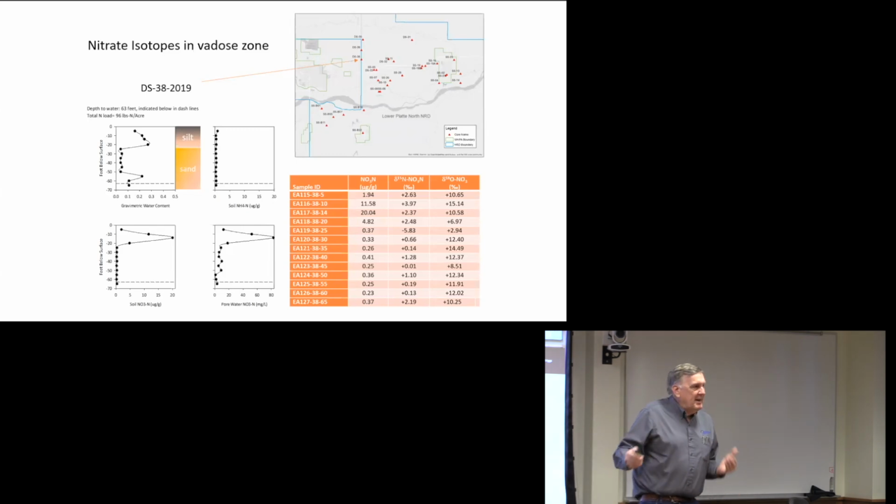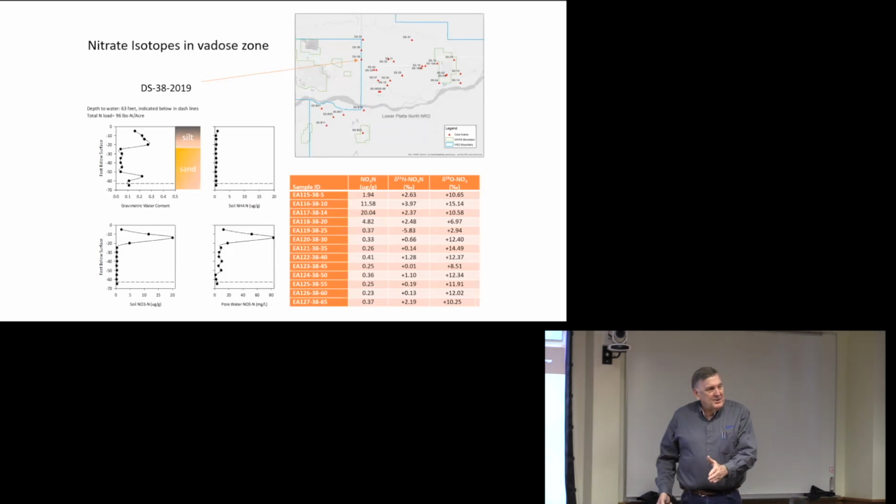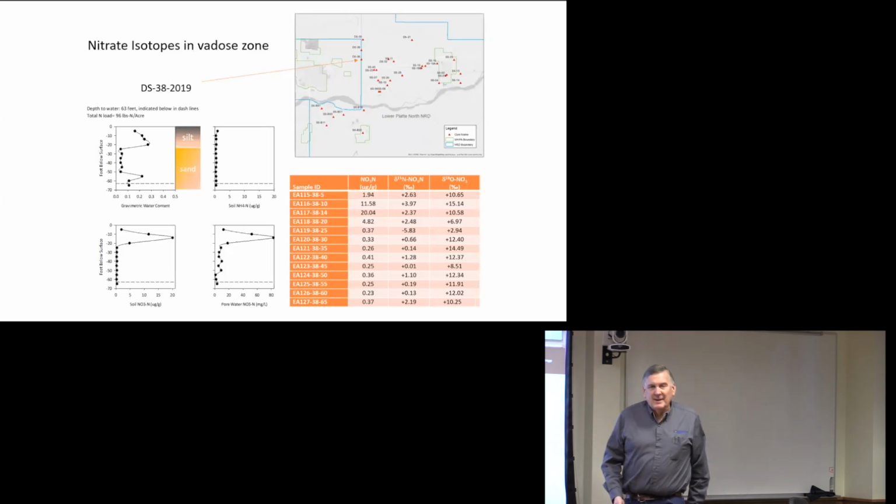Dan, you mean what the N15 is? It's a signature for fertilizer versus organic sources of nitrogen. And 18 would be... It indicates whether denitrification has occurred. It can also be associated with nitrate-based fertilizer. Okay, thank you.